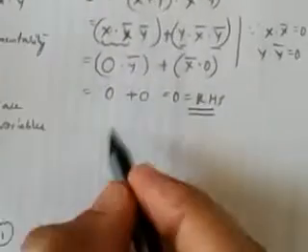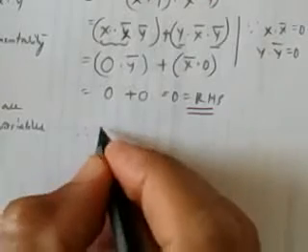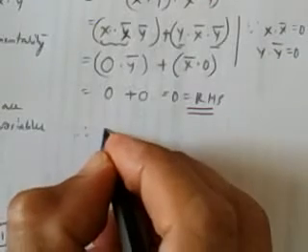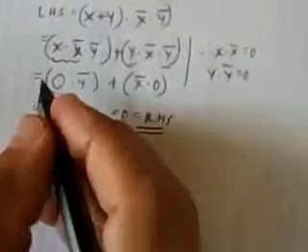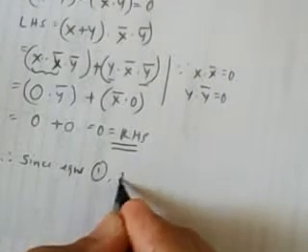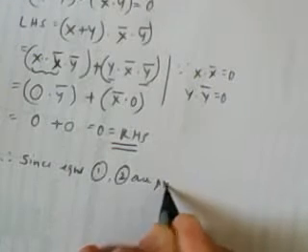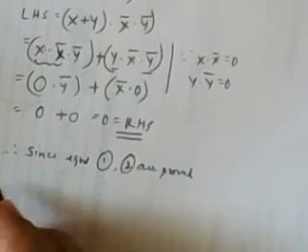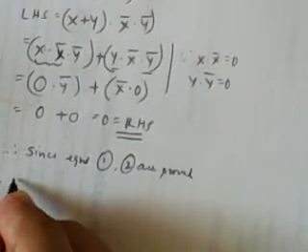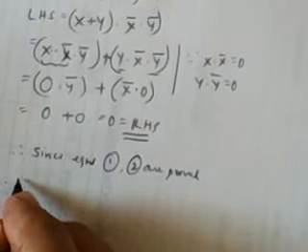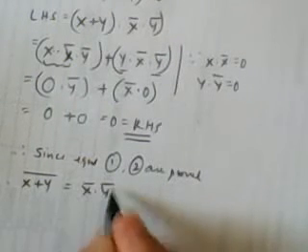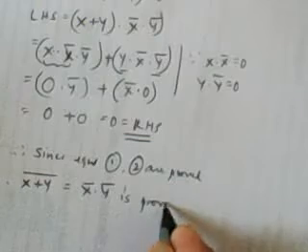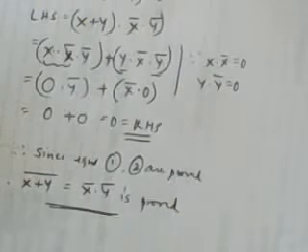Therefore, you write here: since equations 1 and 2 are proved, hence De Morgan's theorem 1, (x + y) whole bar is equal to x̄ · ȳ, is true. That is the proof of the theorem.